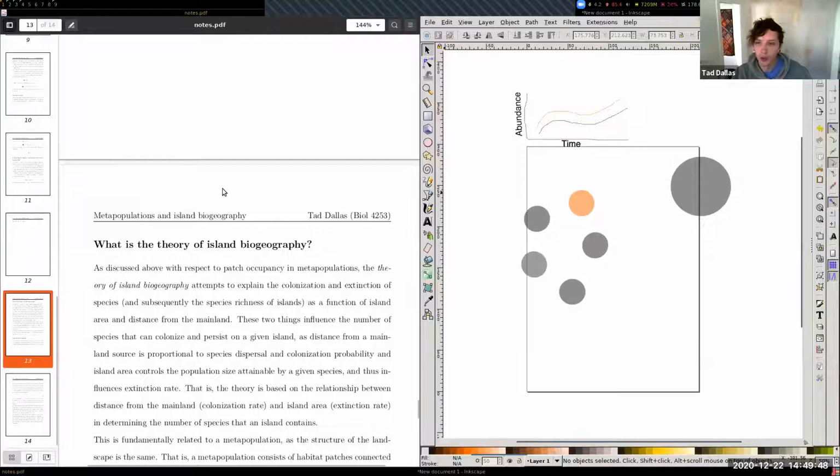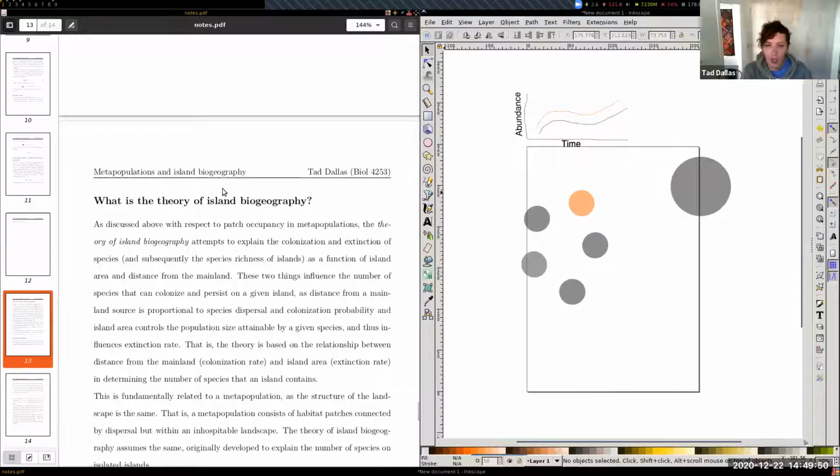I'm going to go ahead and share my screen so I can work through the notes with you. And so that's essentially what the theory of island biogeography is trying to do. It's attempting to explain what controls the number of species in a given area, largely considering islands, though some of the same theory can be applied to other systems that aren't islands, but it was originally conceptualized and developed for islands.